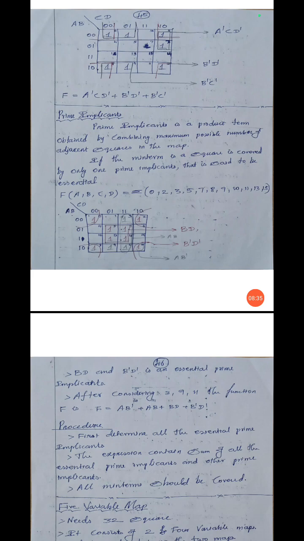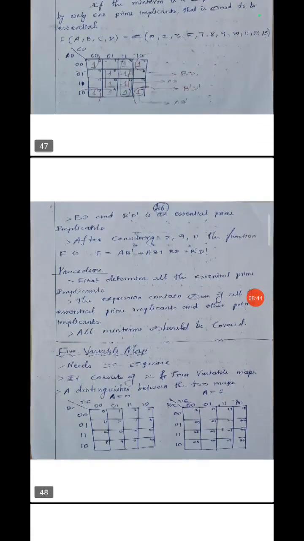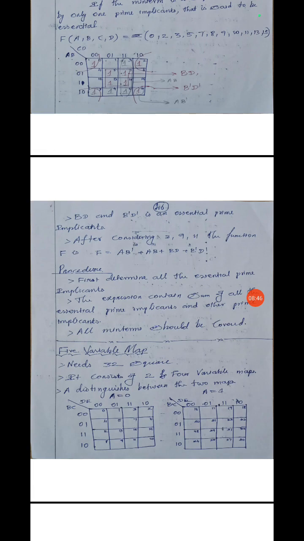Then prime implicants. Okay, so all the groupings are called prime implicants. An essential prime implicant is a single group. Most important, the essential prime implicant is a single group, independent of other groups.